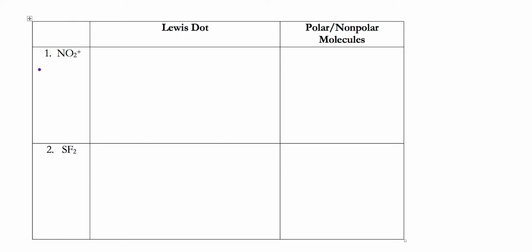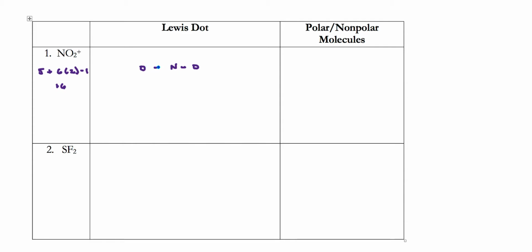Okay? So nitrogen has 5 valence electrons, oxygen has 6, and there are 2 of them, but notice there is this plus charge, and what that plus charge tells me is I actually have 1 fewer valence electron. So 5 plus 12 is 17, minus 1 is 16. My next step is to draw this out and share electrons between the atoms. Then I need to make sure that all of the atoms have a complete octet.